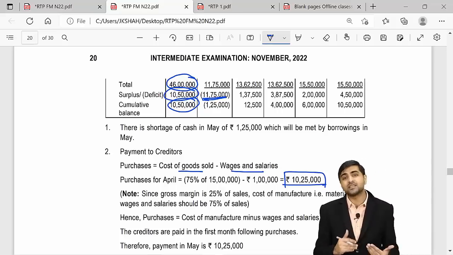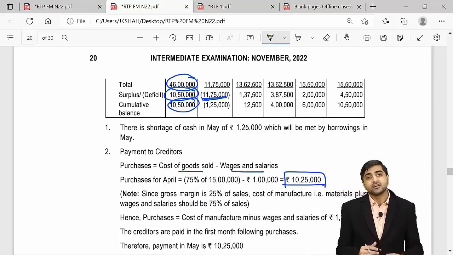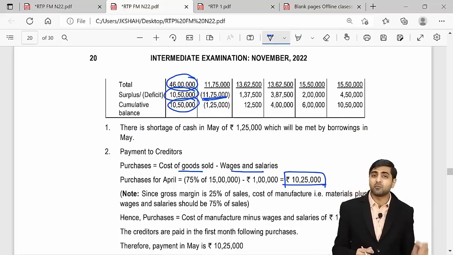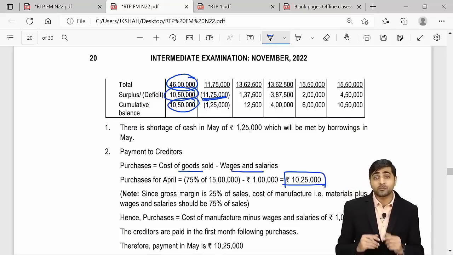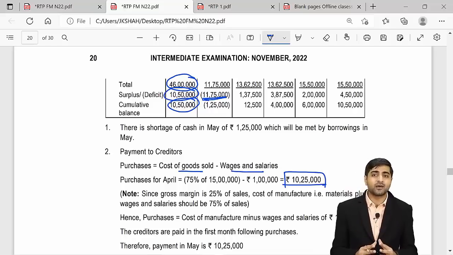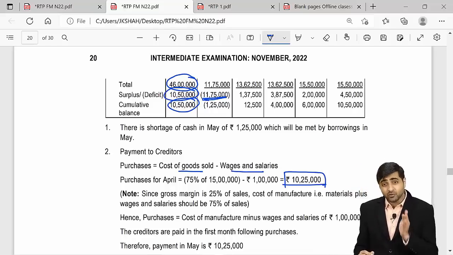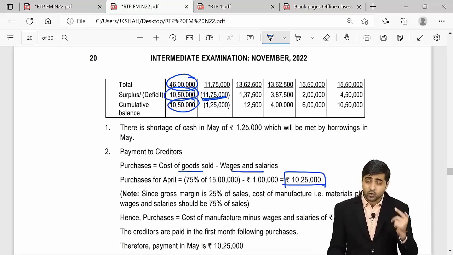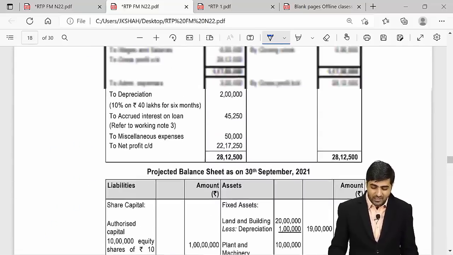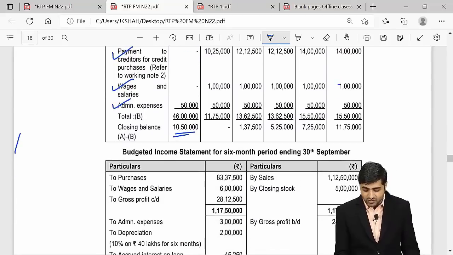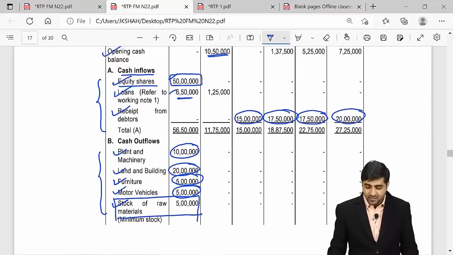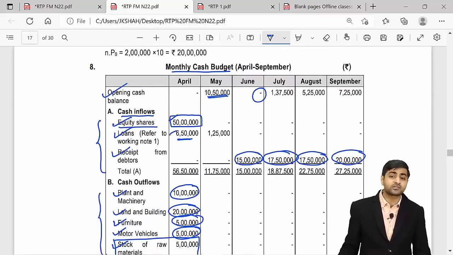Now how will you meet with this negative balance of 1 lakh 25,000? This 1 lakh 25,000 which is a negative balance, you have to take by way of borrowings, because you cannot proceed further with this negative balance. So when you take the borrowings, automatically your closing balance will turn out to be 0. Hence in the month of May, your closing balance will be 0, and hence your opening balance for the month of June will also be 0.